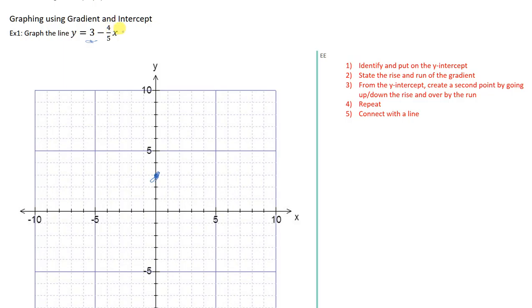Now looking at the equation, I need to state my rise and my run. In this case, remember, m, the gradient, is the rise over the run. If it's written as a fraction, beautiful, we're all set up. If you're given a whole number, just think of it as the whole number over 1. So in this case, our rise we're going to think of as negative 4, and our run we're going to think of as 5.